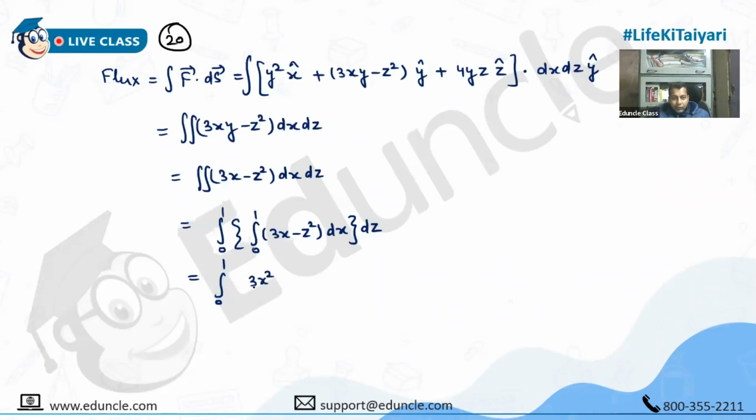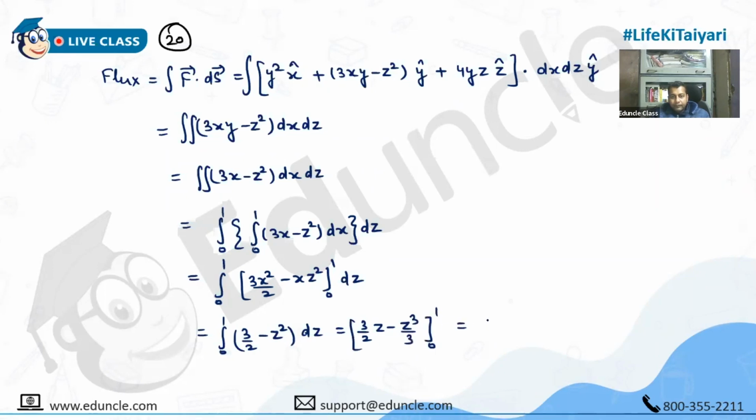So 3x squared by 2 minus x z square, 0 to 1. Now you will integrate with respect to z. Up to 2 decimal places. How much?